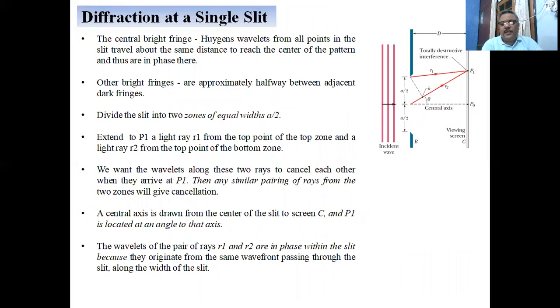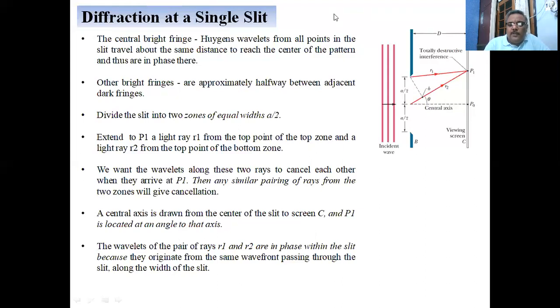Now we start with the diffraction at a single slit. We consider a slit of small width a. Incident wave is coming to the slit. And after diffraction from the slit, what we get on the screen is the central bright fringe and alternate dark and bright fringes. The central bright fringe is due to the explanation by Huygens that the wavelets from all points in the slit travel about the same distance to reach the center of the pattern, and thus all these are in phase. Whereas other bright fringes are approximately halfway between the adjacent dark fringes.